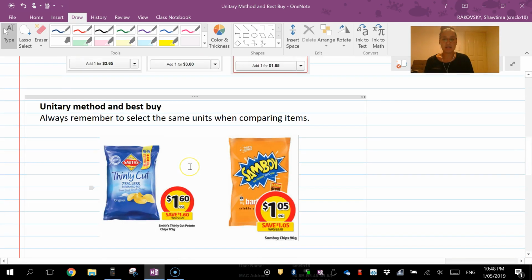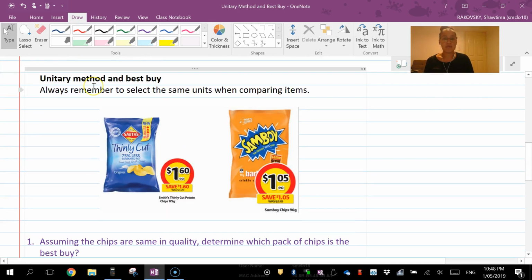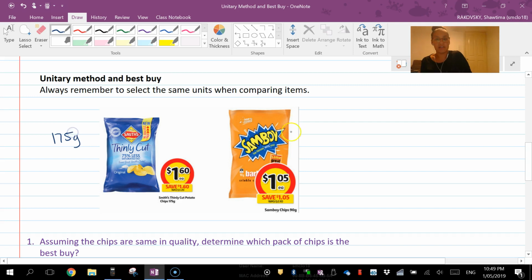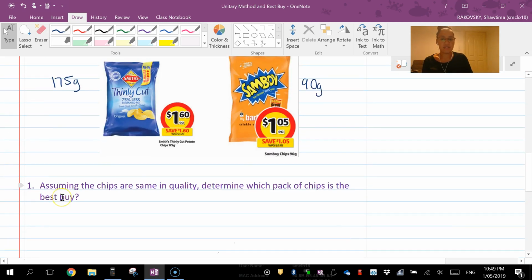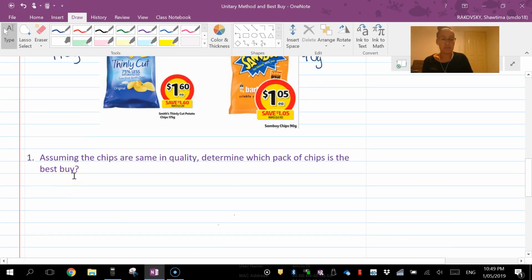So let's have a look at this question here. The one thing you've got to remember is that when you are comparing two different products, you are comparing them in the same type of unit. So we can see here that this pack of chips is 175 grams. I don't know if that's big enough on your screen. And this one here is 90 grams. So I'm just going to write that there so you can see that this is 175 grams of chips, and this is 90 grams of chips. So then, assuming that they are the same in quality, determine which pack of chips is the best buy. So I'm just going to leave a little bit there.